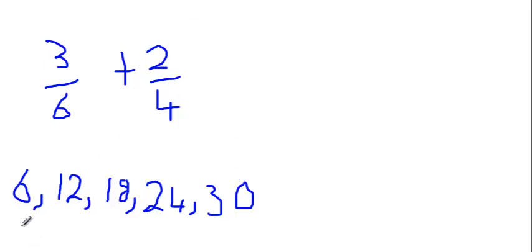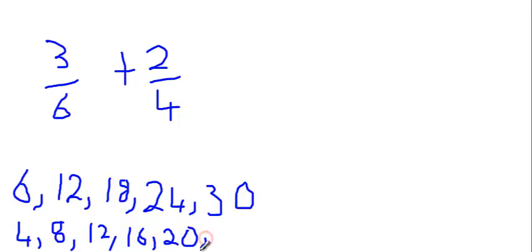Then we look at the quarters and see what number 4 will multiply into. So we start with 4, then we have 8, 12, then 16, then 20, and 1, 2, 3, 4, 5. We've gone 5 steps in both multiples.